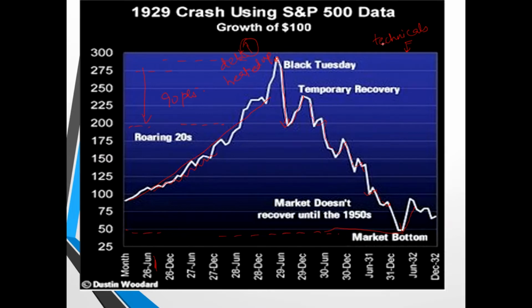So if anyone has knowledge of the technicals, they will be aware that when there is a greater crash, the market recovers for a bit, then it plunges, then it recovers.